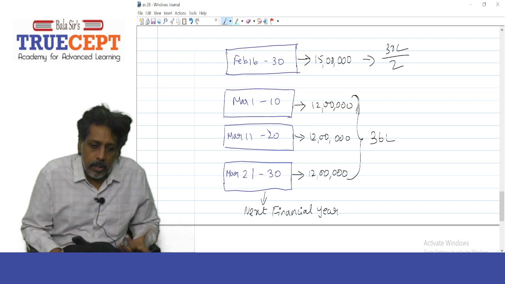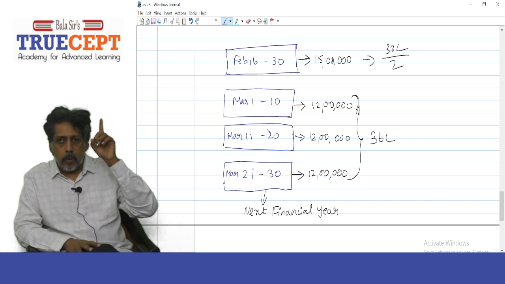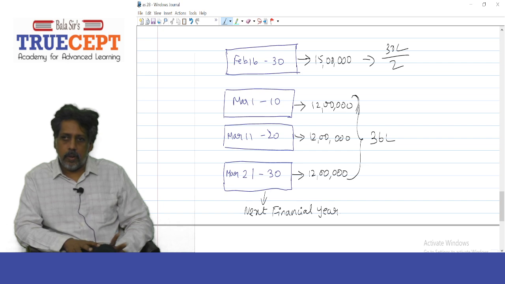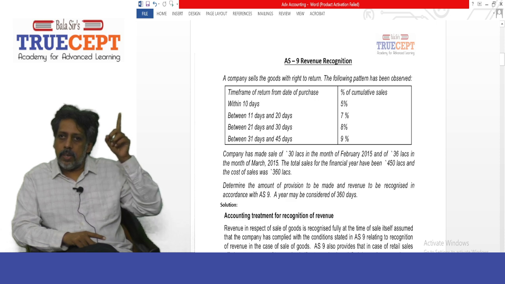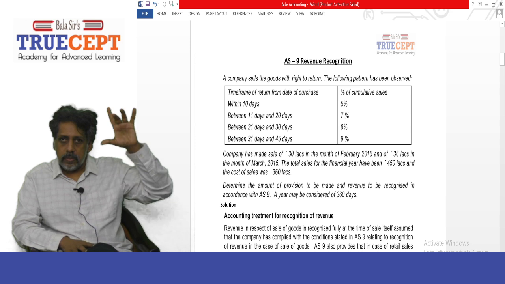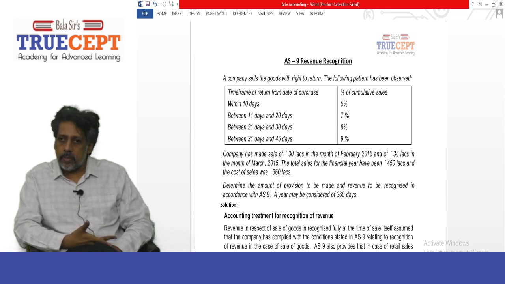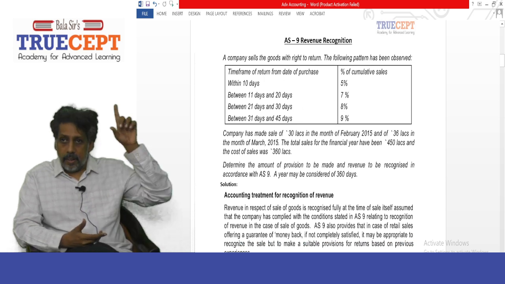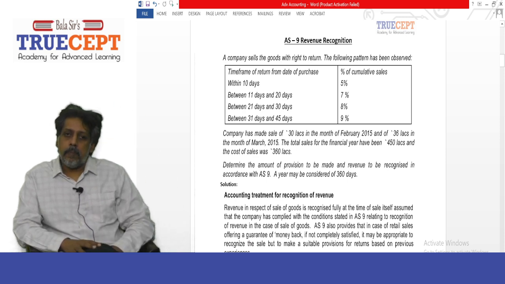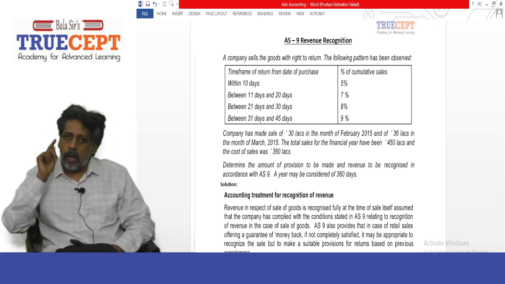These are the sales made. Now you might wonder, why did I make these boxes? I'll tell you. Just see the question once again. Go to the question, Renuka. Sales returns are given between, what are the columns given? The days, the cumulative, and the percentage of cumulative sales. The question says: the time frame of return from date of purchase and the percentage of cumulative sales.